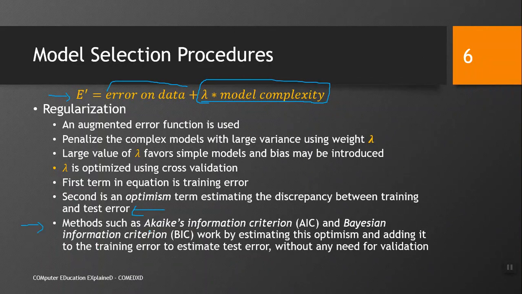There are methods such as the Akaike information criterion, AIC, or the Bayesian information criterion, BIC, which work by estimating this optimism and adding it to the training error to estimate the test error without the need of validation. It means that we can use AIC or BIC to estimate this term and introduce it here. So regularization is another technique to make the performance of complex models like the simplest models.